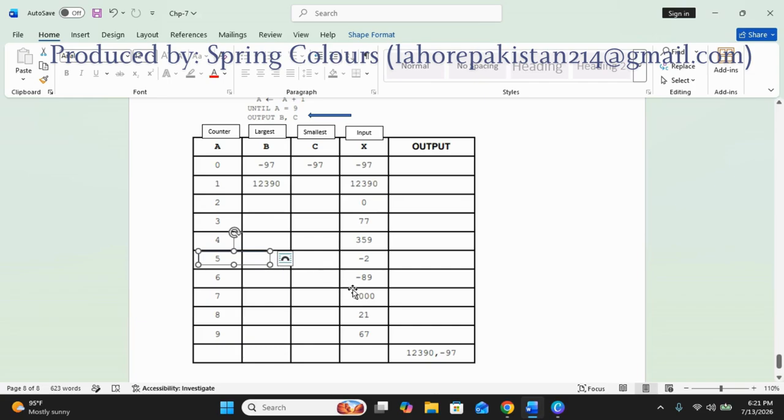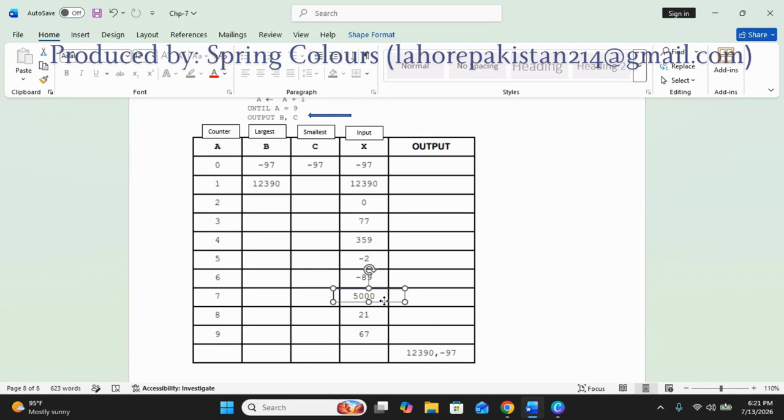Next, the user will give the value of 89. 89 is not greater than 12390. It is also not less than minus 97. So nothing will be assigned to B or C, and the value of counter will become 6.